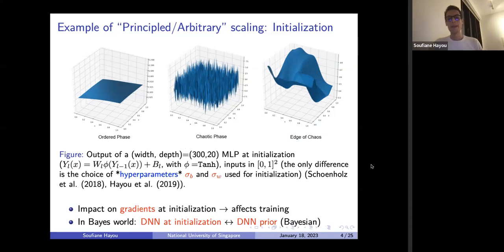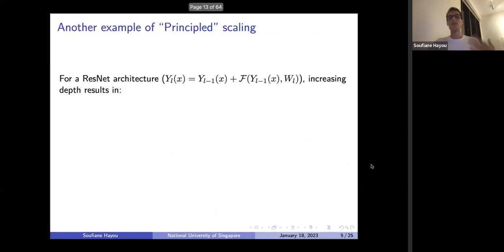So I'm going to explain this edge of chaos, chaotic phase, and order phase later when I introduce the math. Okay. Another example of principled scaling is in the case of the ResNet architecture, right? So if you have a ResNet architecture, which is basically just an architecture of this form where the mapping F can think of as a convolutional layer, or it could also be just a fully connected layer, for example.